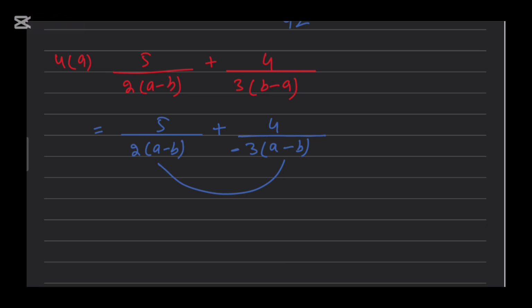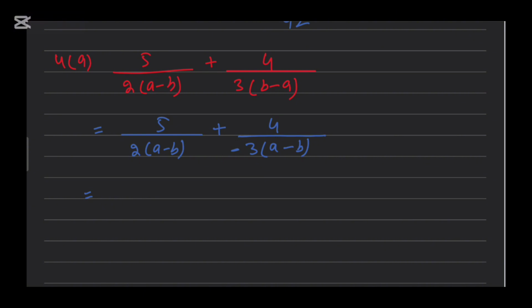If two brackets have different signs and you have to make their signs same, you have to take negative common from one bracket, and the signs of both brackets will become same. Okay, now you can see that the denominators a minus b and a minus b are same, but this is 3 and this is 2. So to make them same, we have to multiply this one with 3 and this one with 2. We have to make them 6, because 6 is the common multiple of 3 and 2.